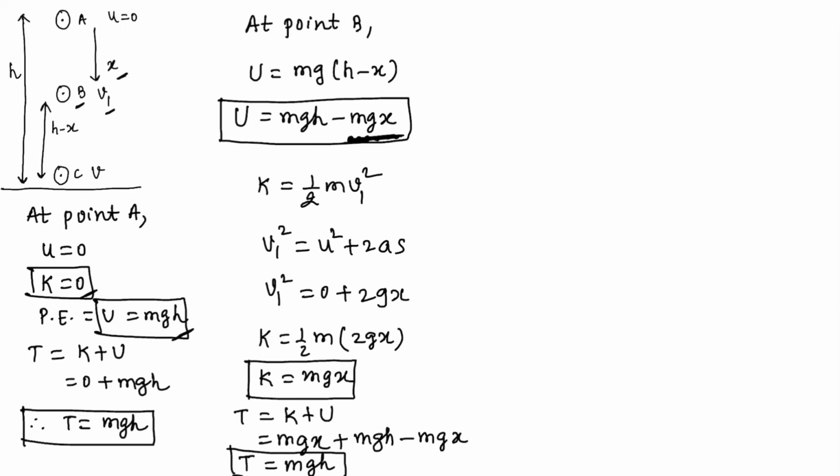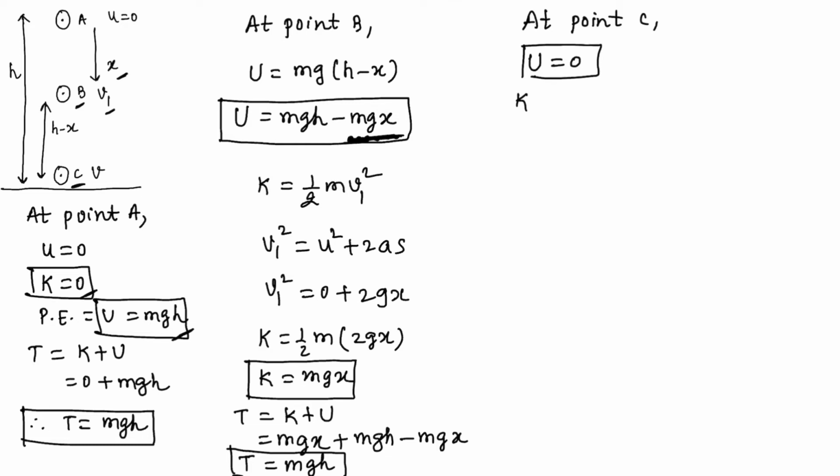Now this object keeps moving down, and when it reaches the ground, or when it is at a point just above the ground, that is point C, what is its kinetic energy and potential energy? Let us calculate. At point C, the height of that object from the ground is negligible, or we can say the height of the object from the ground is 0. So potential energy also becomes 0.